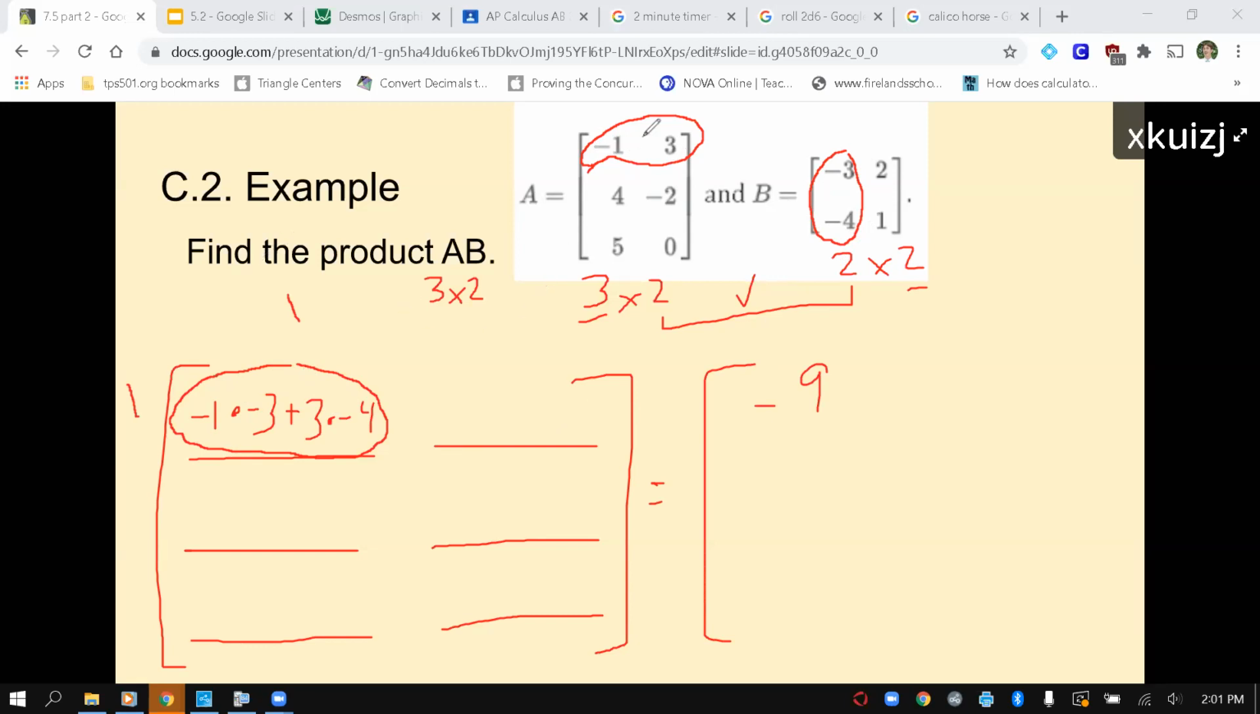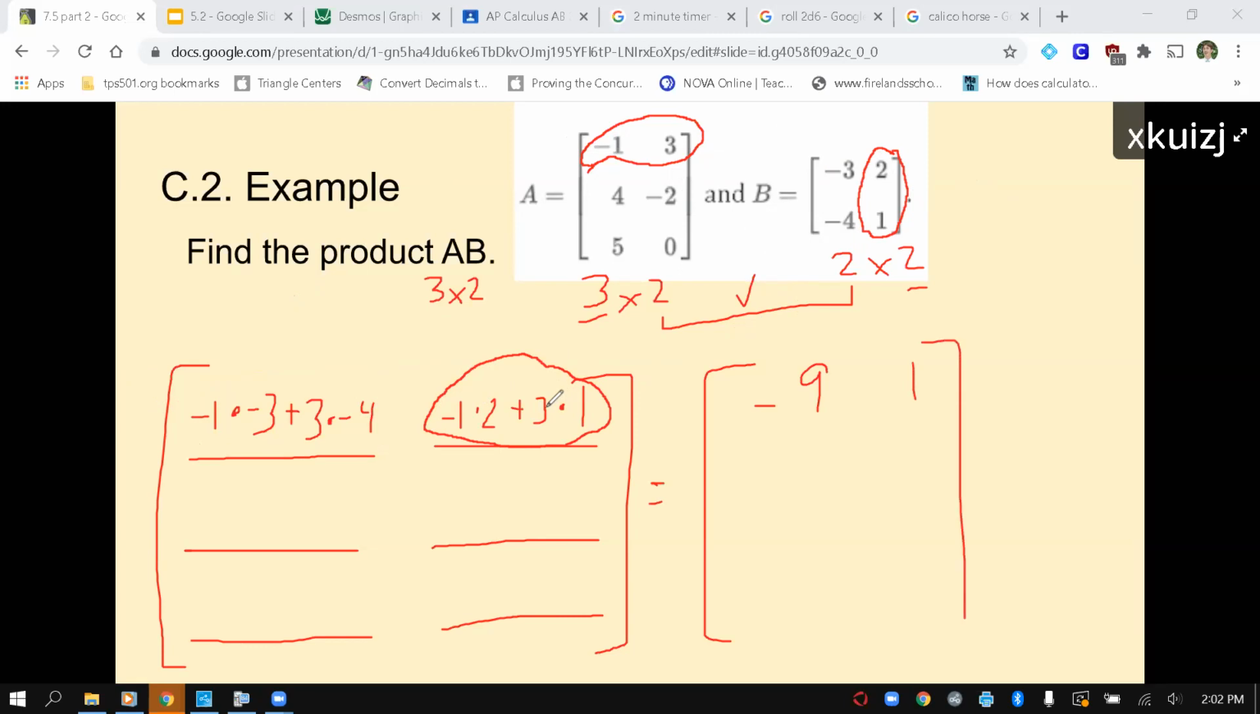All right, let's do that 5 more times to find out what goes here. In the first row, second column, I'll take the first row times the second column. So -1 times 2 plus 3 times 1, which is what? -2 plus 3, so that's 1, +1. Alrighty, 4 more to go.